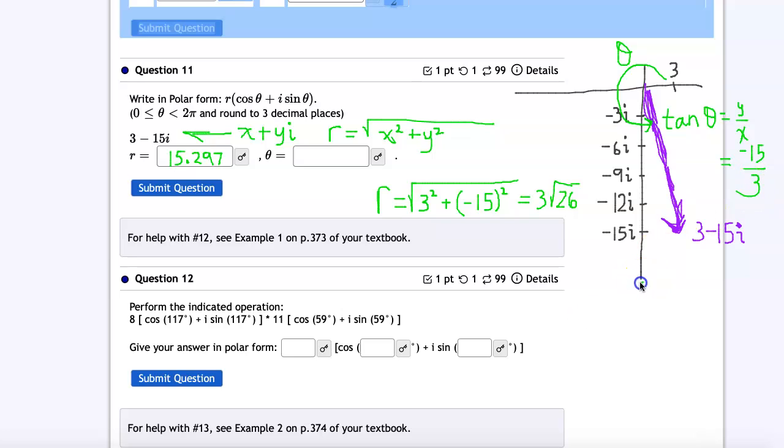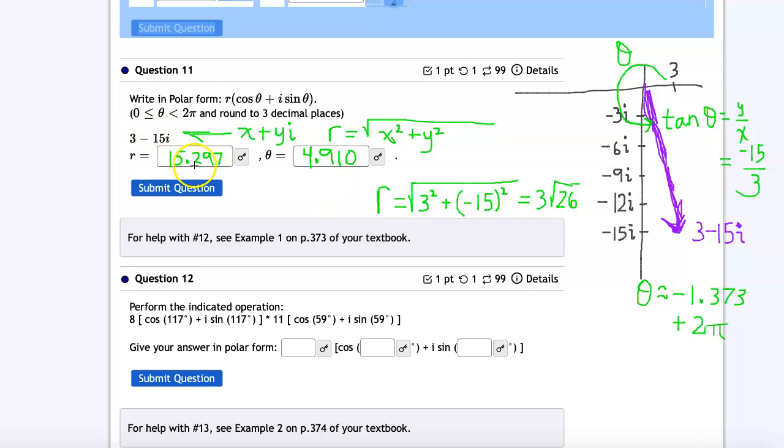According to the calculator, your theta value is -1.373. But don't keep this value, because it is not between 0 and 2 pi. So we want to add 2 pi onto that value to find something coterminal that is in the 0 to 2 pi window. And then we end up with 4.9097, which rounds up to 4.910.